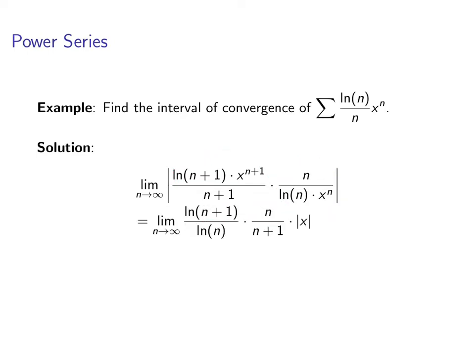If we clean this up, you should be able to see the log of n plus 1 over log of n. We collect those together. N over n plus 1, we collect those together. And the x to the n plus 1 over x to the n, we collect those, but we still have an absolute value of x. You should be able to see that these cancel mostly just to leave the x, but we have to have the absolute value of x. Now what we're going to end up doing is deal with each one of these limits separately.